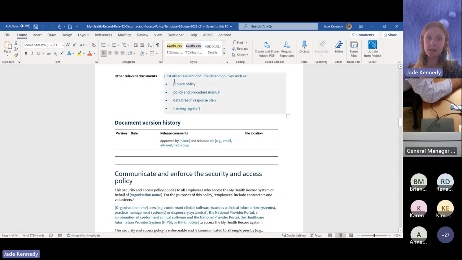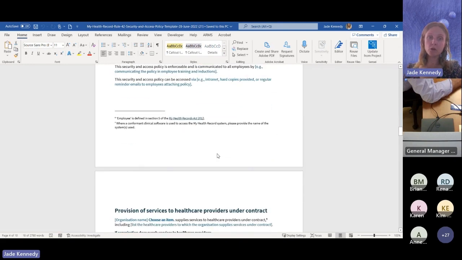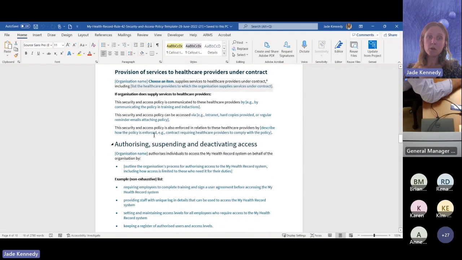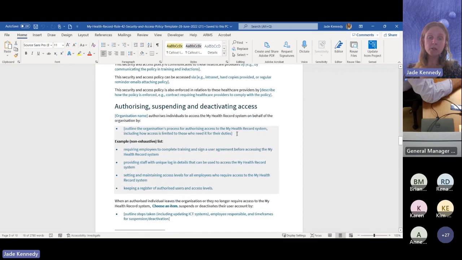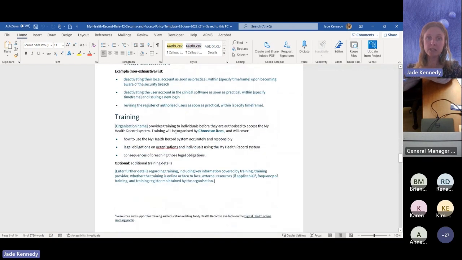There's a place to link other relevant documents, and then it takes you through basically topic by topic, and the organisation simply has to fill out their name, and then there's also a free text field where they outline the processes that they have in place, for example, for authorising individuals or training that's provided. That's in the next section.